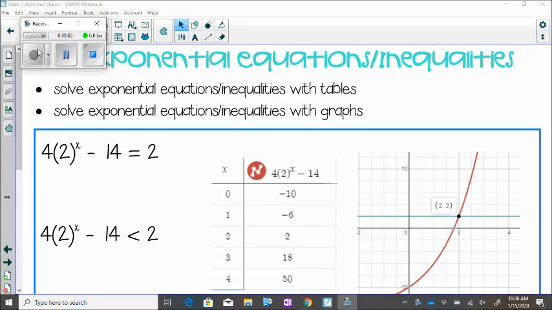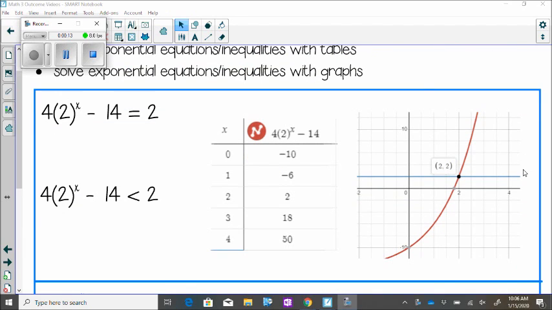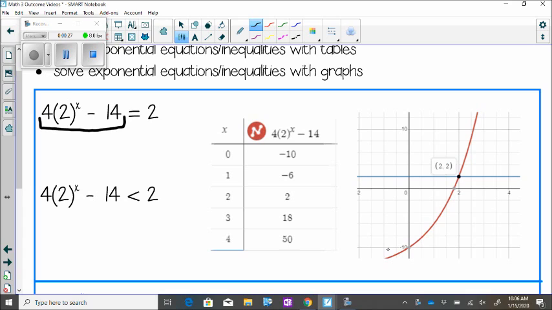One of our standards in Math 3 is to be able to solve exponential equations and inequalities with tables and graphs. In this first example, we've got 4 times 2 to the x minus 14 equals 2. If you're looking at the graph, this part of the equation is where you see the red exponential curve. So that represents the function y equals 4 times 2 to the x minus 14.